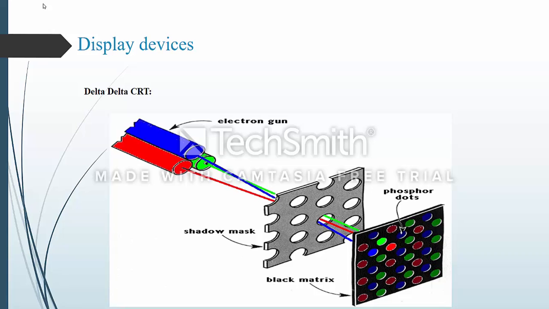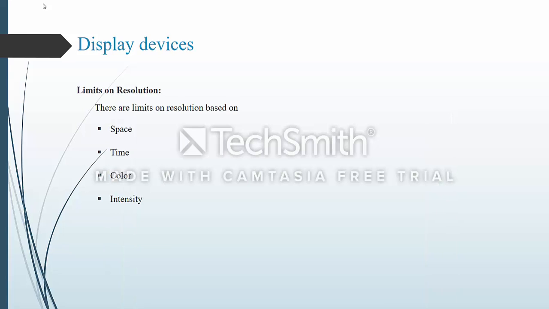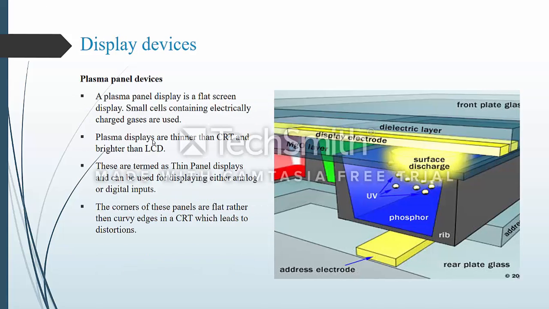Here is a delta-delta CRT with a shadow mask and a black matrix. Limits on resolution. There are many limits on resolution and they are based on space, time, color and intensity. A plasma panel display is a flat screen display. Now we will see how a plasma panel display works.